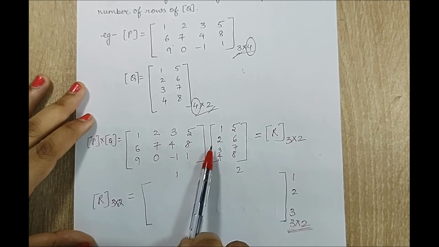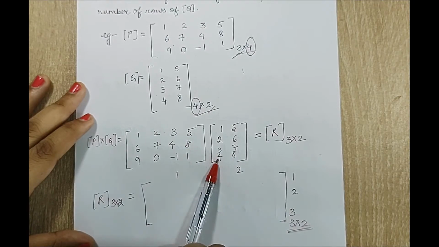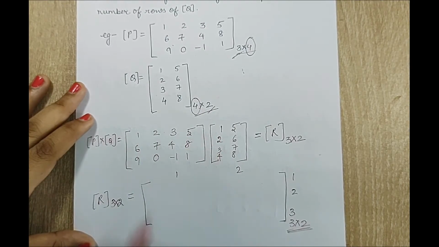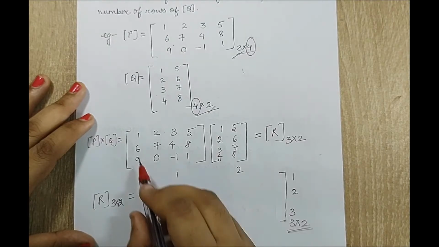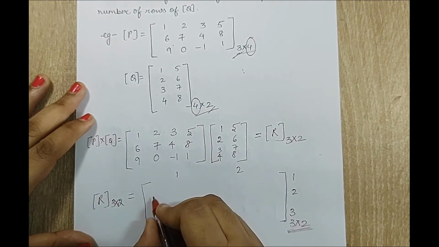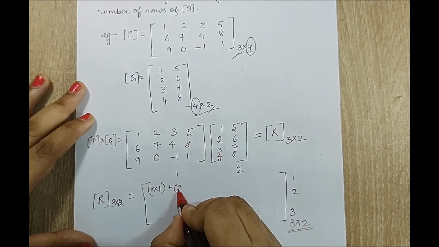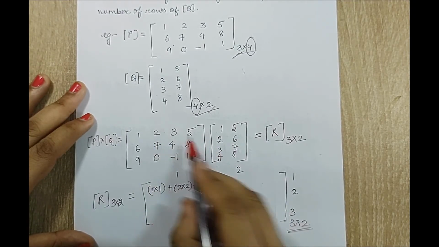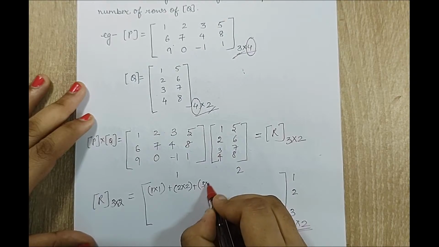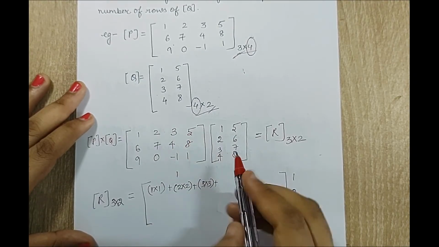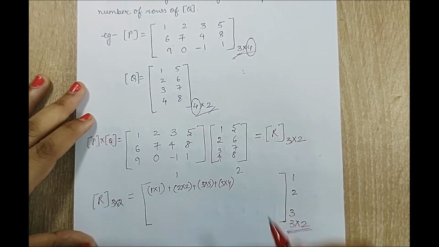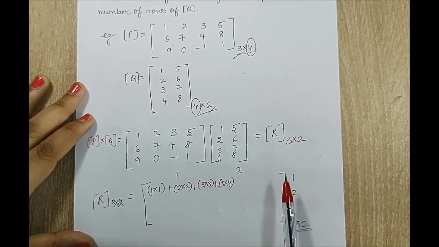Then I'll multiply 2 into 2, 3 into 3 and 5 into 4 and add all these values that I get. So the first value over here will be 1 into 1 plus 2 into 2 plus 3 into 3 plus 5 into 4. So this becomes my first element, the first row, first column value.